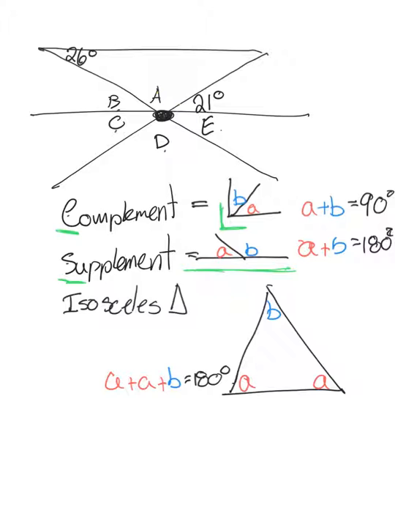So we can't use complementary, but we can use the supplementary angles, which A plus B has to equal 180, or in this case, A plus B plus C has to equal 180 since there are 3 angles instead of 2.